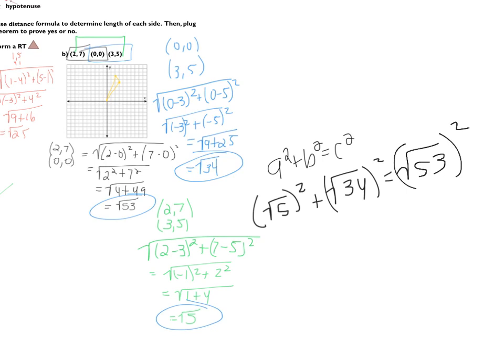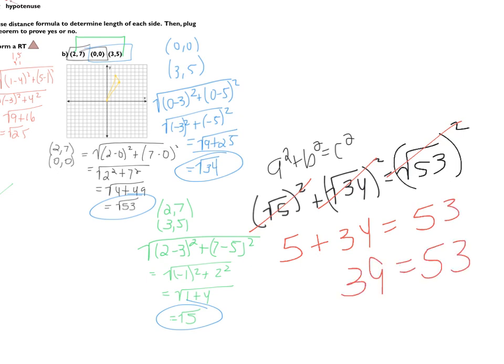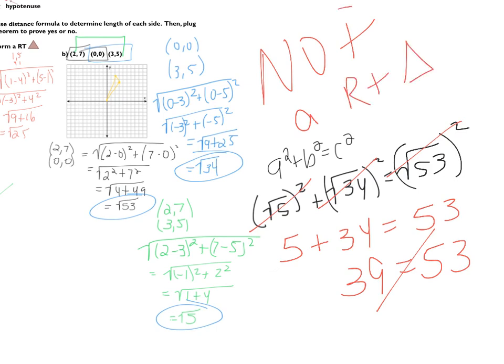If I square a square root, what happens? Cancel. So 5 plus what? 34 equals 53. 39 equals 53. Is that a true statement? No. So is this a right triangle? No. So your answer would be not a right triangle.